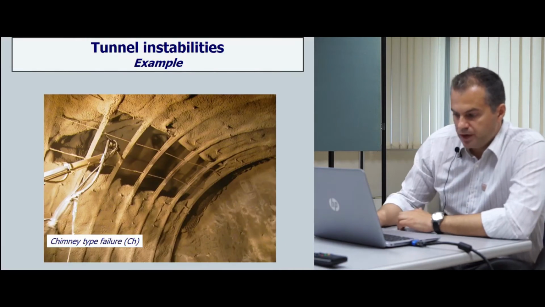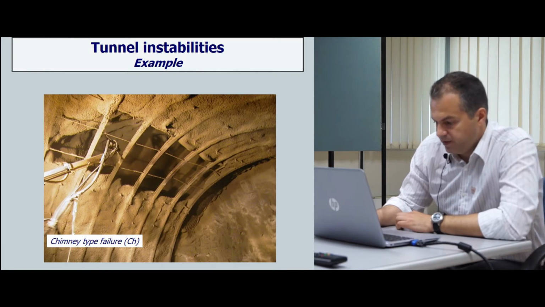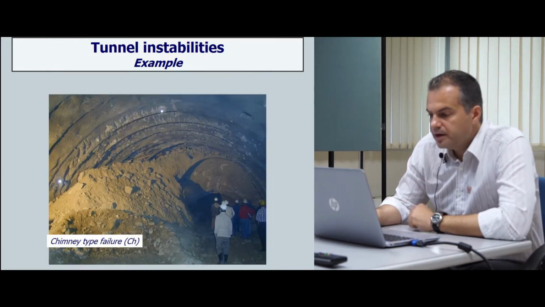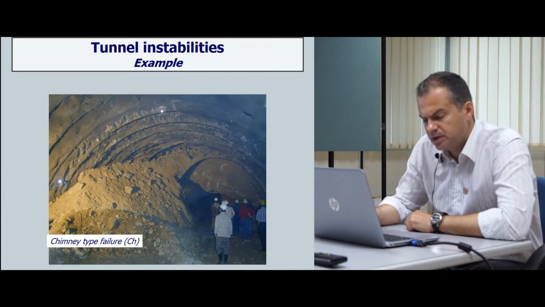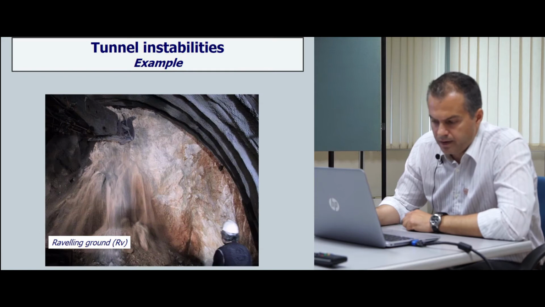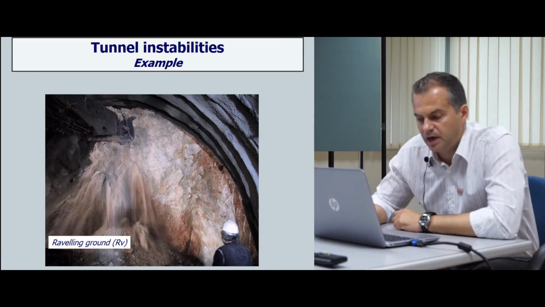Some photos. Here is a nice photo of chimney type failure, which is filled again with grout. Chimney type failure, a very large one. In this case, you can see in this example a highly weathered gneiss in a zone at 150 meters depth along a fault, of course. All these photos are cases from tunneling in northern Greece.